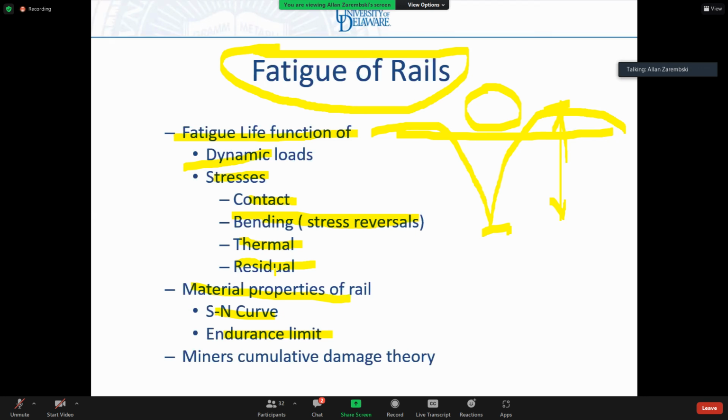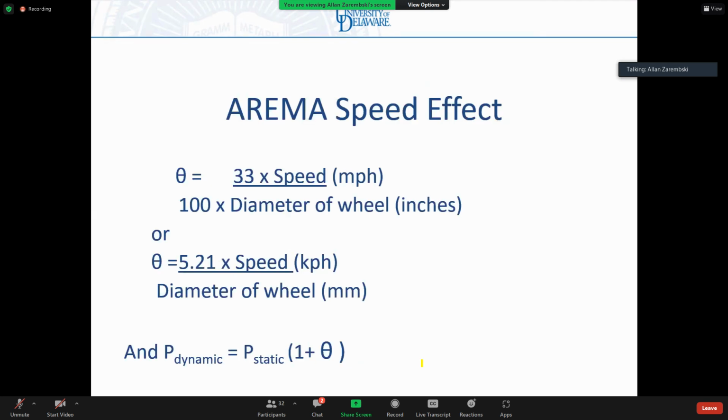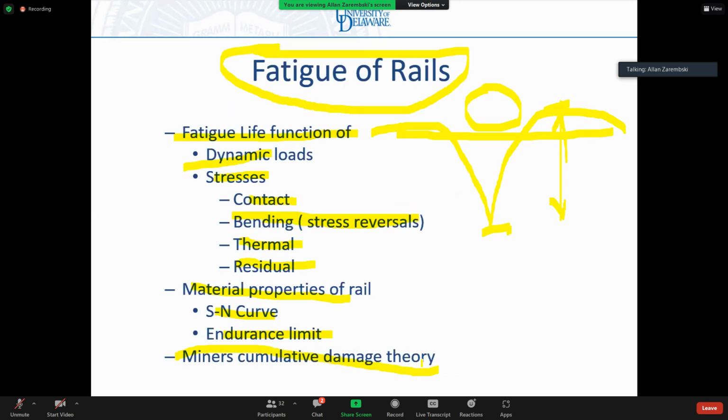It usually doesn't play a role because it's usually not significant in the head of the rail, but it is significant in the web of the rail. So any defect that propagates through the web of the rail usually has to take into account residual stresses as well. And then we'll talk about something called Miner's cumulative damage theory, which is how we're going to put everything together here. So dynamic loads, we already know about.